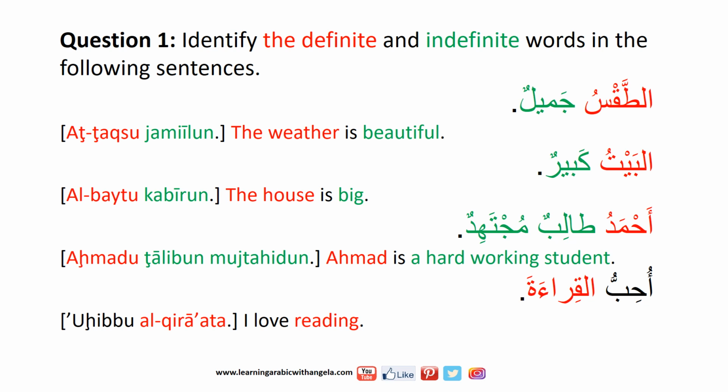Let's check the answers. So the definite nouns are in red color. الطقس, البيت, أحمد, because it's a proper noun, it's the name of a person. القراءة, and the indefinite nouns are in green. جميل, كبير, طالب, مجتهد.